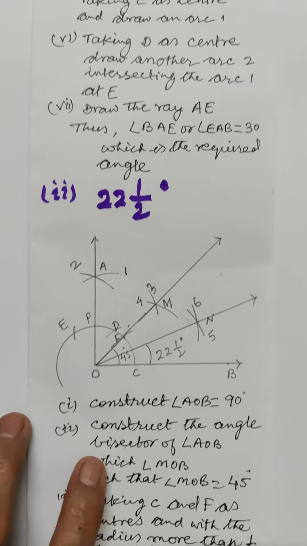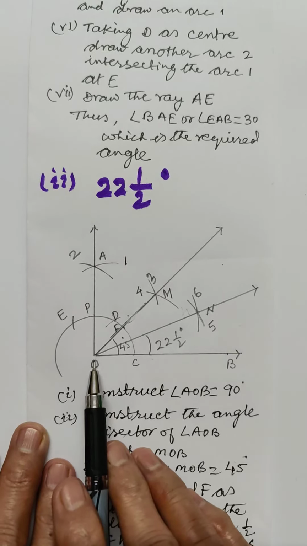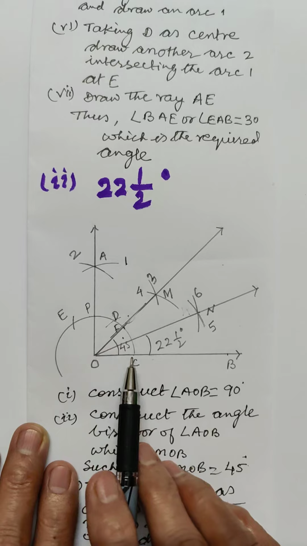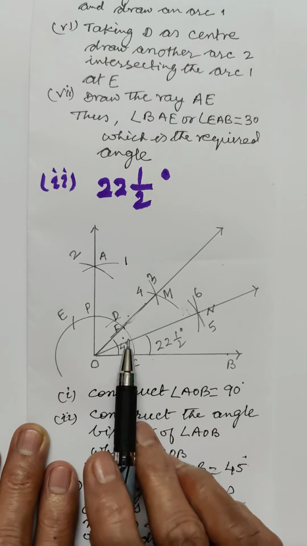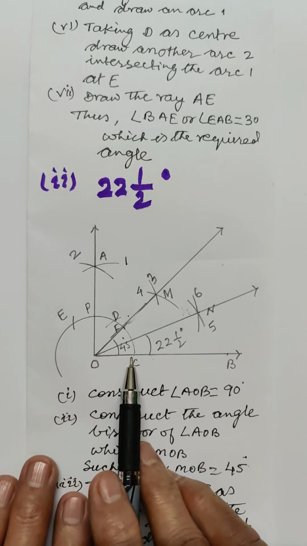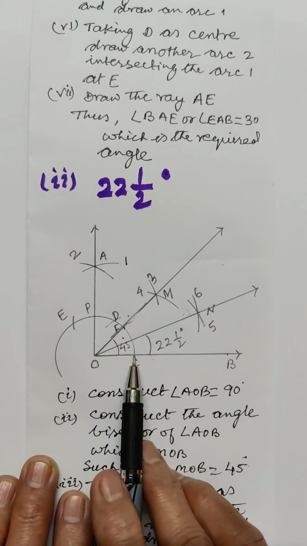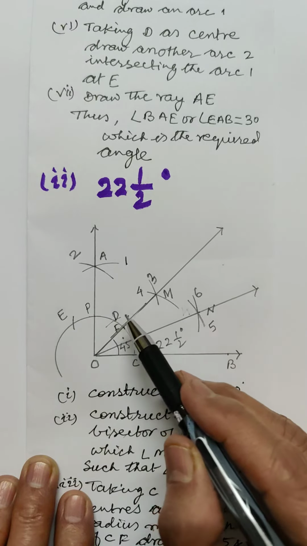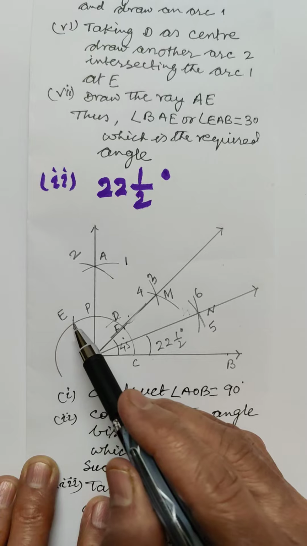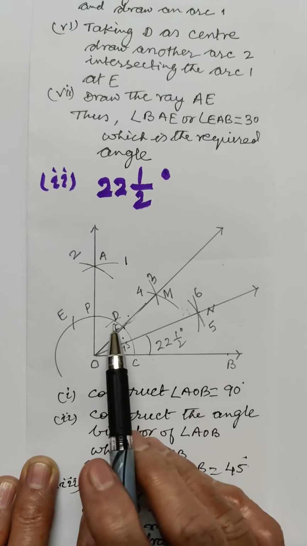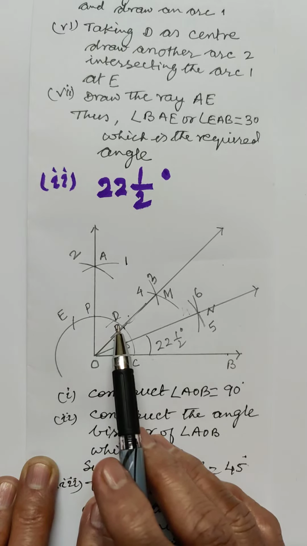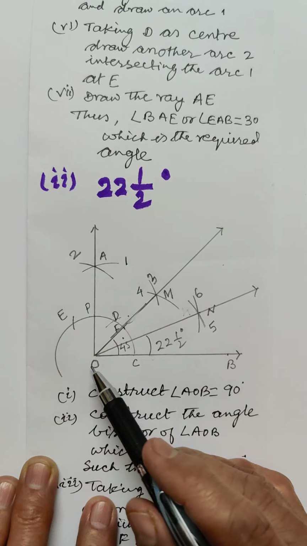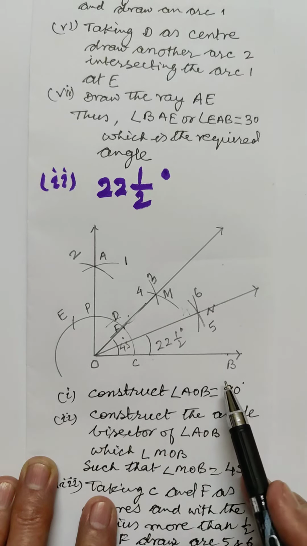Recap. First of all, we have taken OB as a ray, and then O as a center, drawn an arc taking a suitable radius which intersects OB at C, and then C as a center, drawn another arc which intersects this previous arc at D, and with D as a center, drawn another arc which intersects the first arc at E. Now taking D and E as centers, drawn arc number 1 and 2 which intersect each other at A. Now join A to O. This way angle AOB is 90 degree.